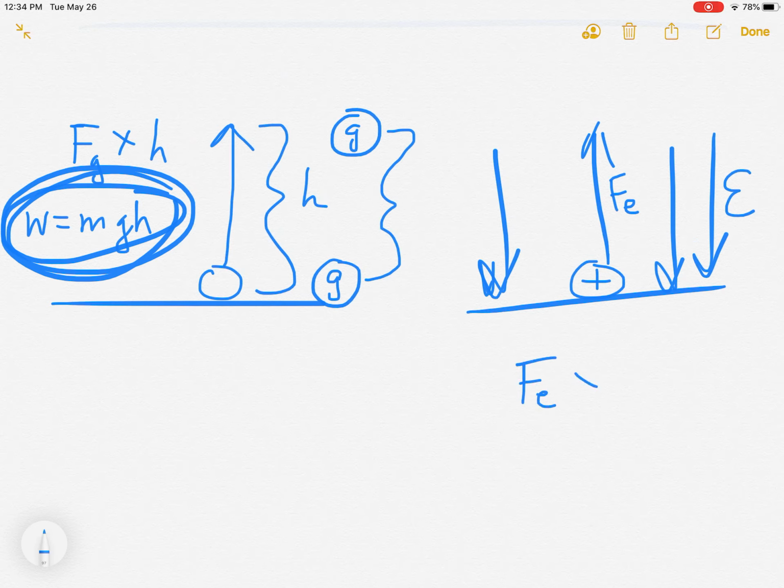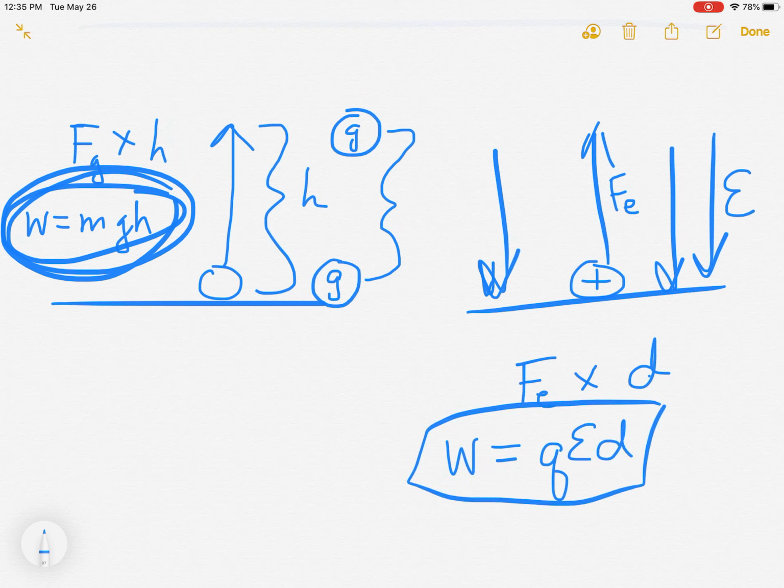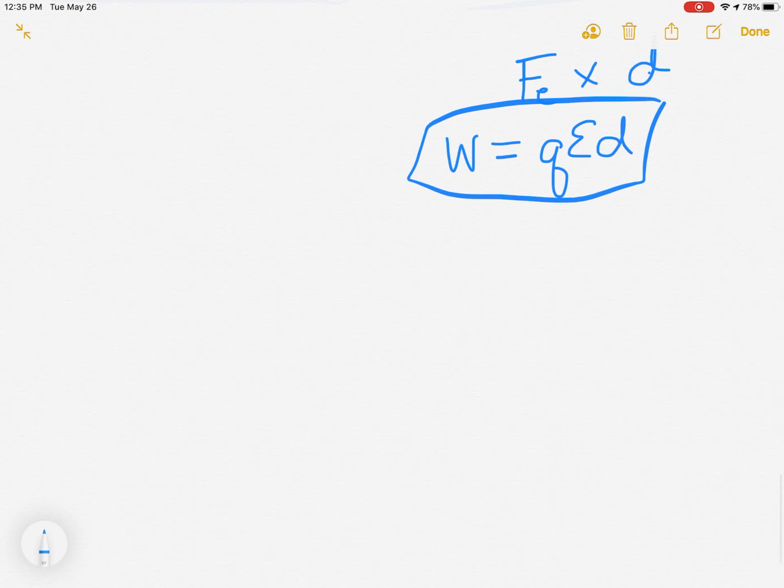That's the electrical force you would have to apply, and that would be the force electrical times, you could call it an H, or the distance you want to move it, and that's the QED. And so that's how you calculate work or energy changes in constant electric fields. Okay? Good. So now we have two equations, and I'm going to summarize them all at the end.